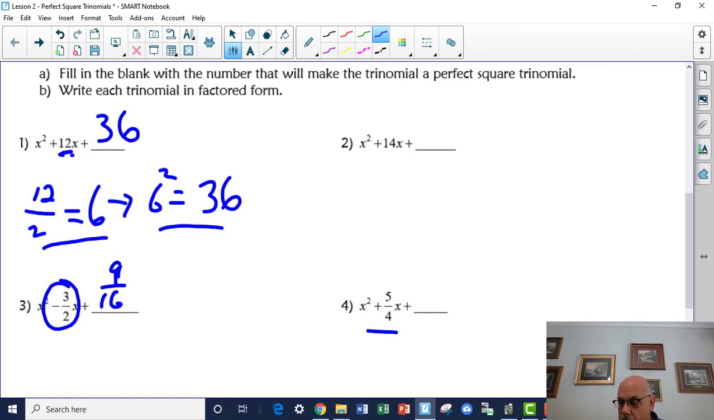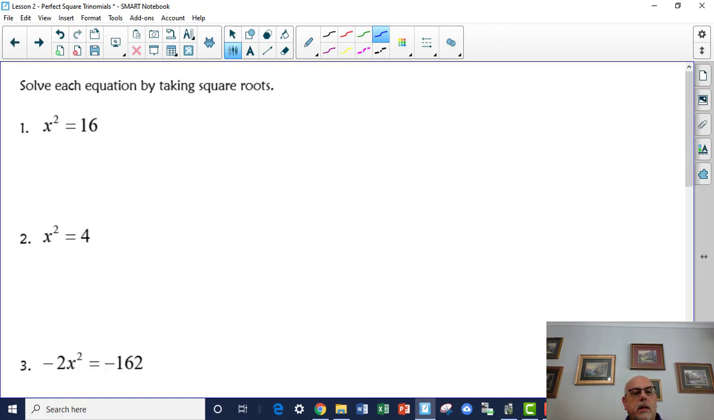Okay? Now let's look at something a little different. Go to the next page. If you solve each of these by taking the square roots, well, the square root of x squared is x. The square root of 16 is 4 or negative 4. It's plus or minus, okay? So be careful with that, because 4 times 4 is 16, and negative 4 times negative 4 is 16.